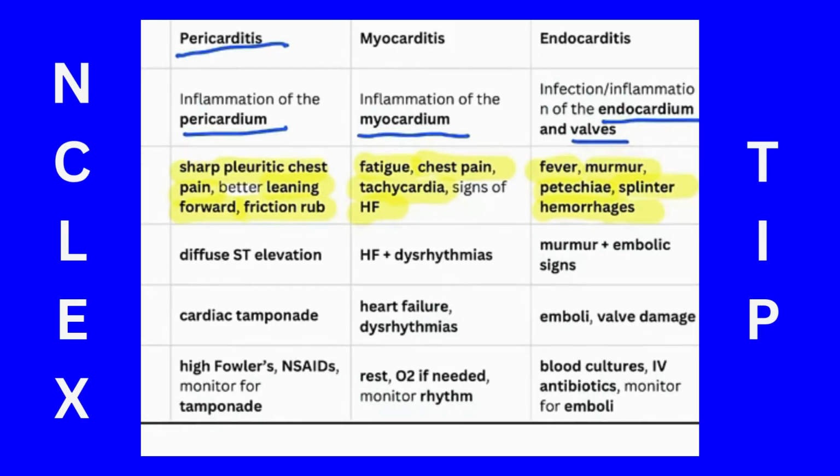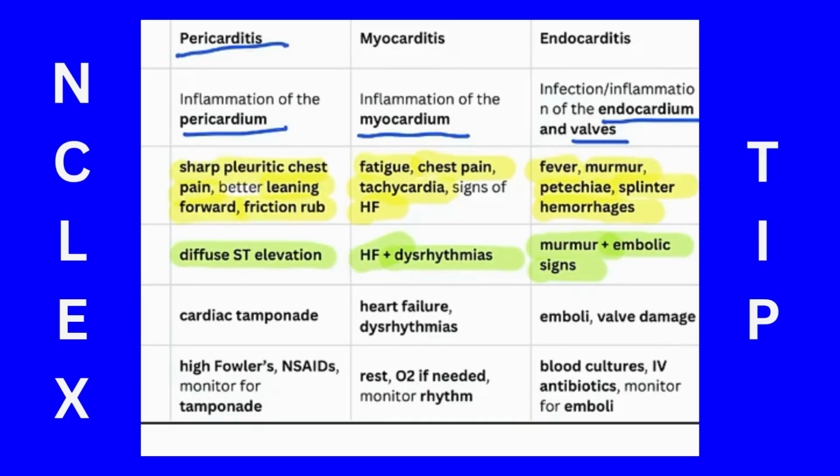So the classic signs that are going to be telling us that this is either pericarditis, myocarditis, or endocarditis are this couple of examples. Diffuse ST elevation, that's what you're going to be seeing with pericarditis. As I mentioned earlier, in terms of myocarditis, you're going to have heart failure signs and symptoms and several dysrhythmias. And then, of course, in endocarditis, the main concern is murmur and some of the embolic signs that you're going to be seeing in there.